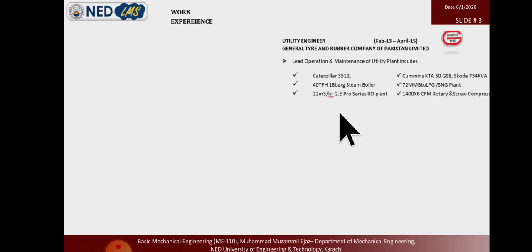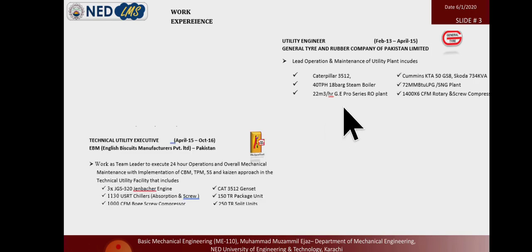It was a good experience learning the whole plant operation, and as they were expanding, we had an opportunity to expand their facility. We installed an LPG and CNG plant of around 65 MMBTU, as well as new boilers. That project cost around 200 million rupees, so it was a big project. Alhamdulillah, I completed this project and gained experience.